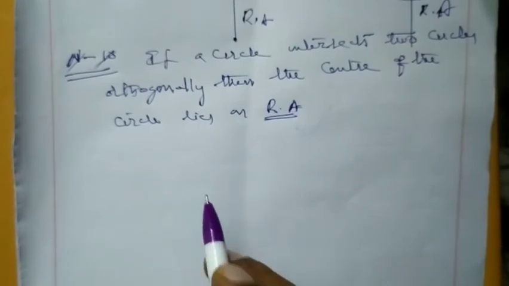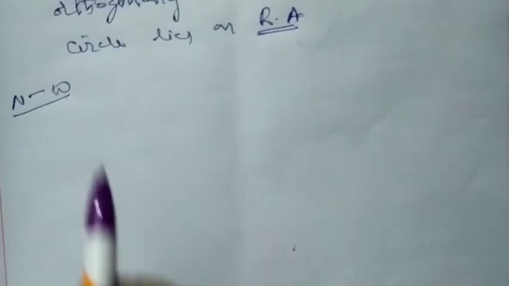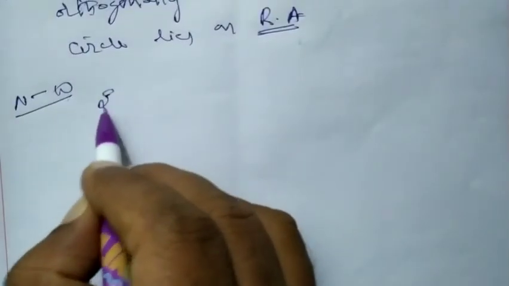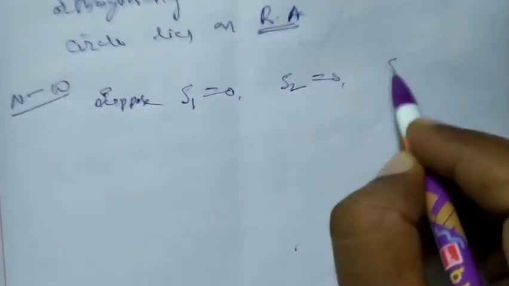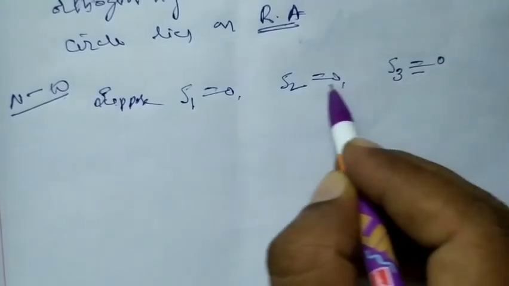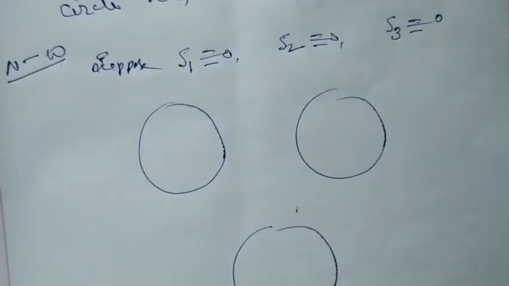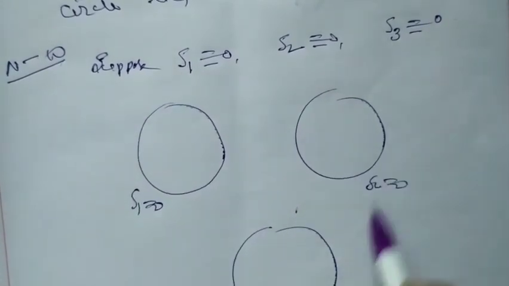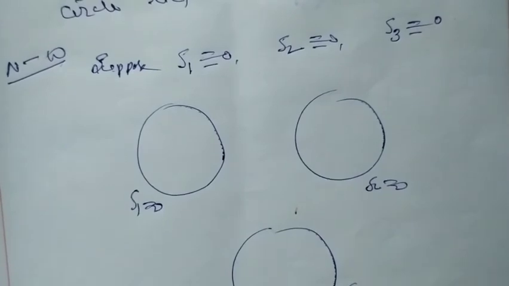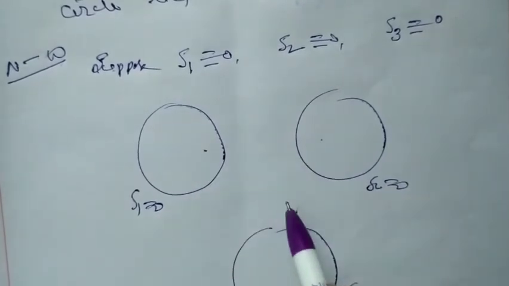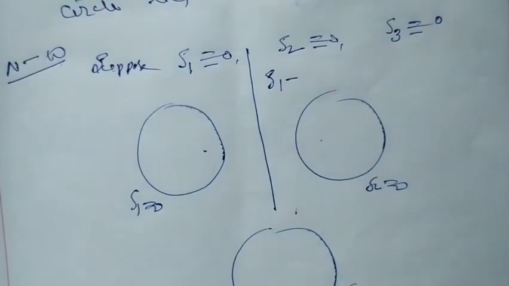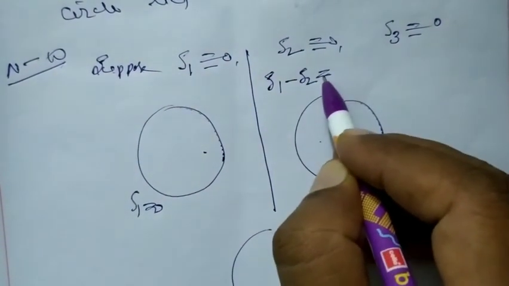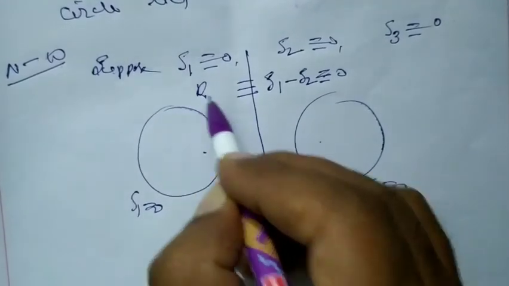Next point, point number 10. Suppose S1 is equal to 0, S2 is equal to 0, and S3 is equal to 0 are three different circles. Suppose they are not intersecting each other. If we want to find the radical axis of S1 is equal to 0 and S2 is equal to 0, that will be S1 minus S2 is equal to 0. That is the radical axis. Let us represent this radical axis as R12.